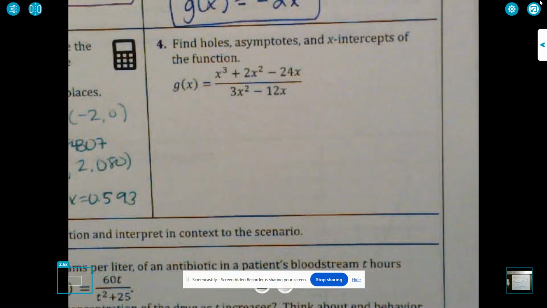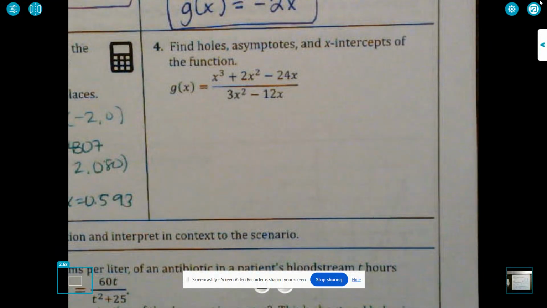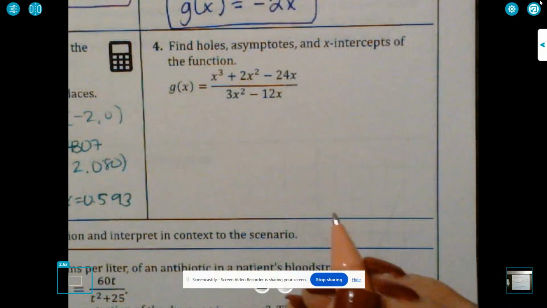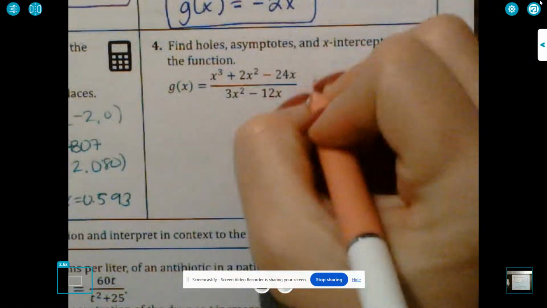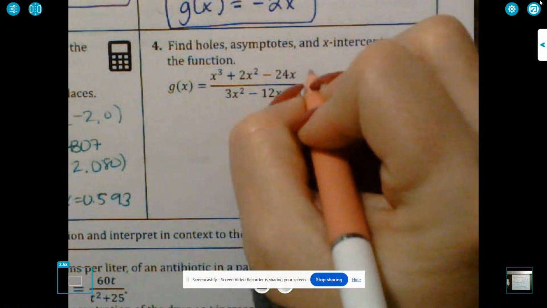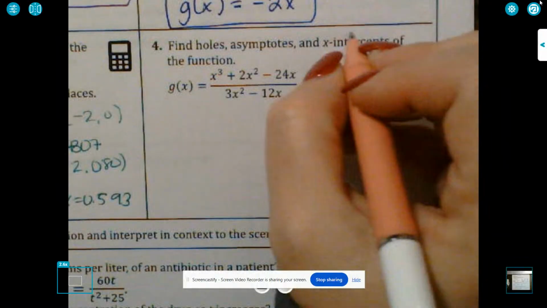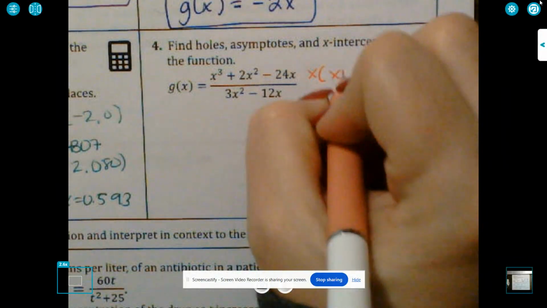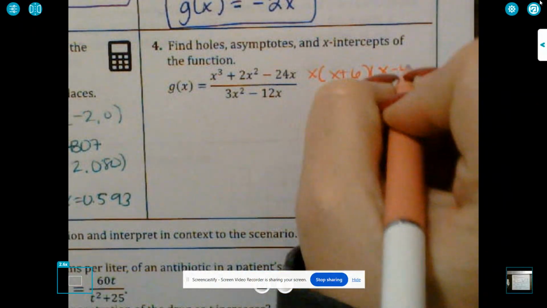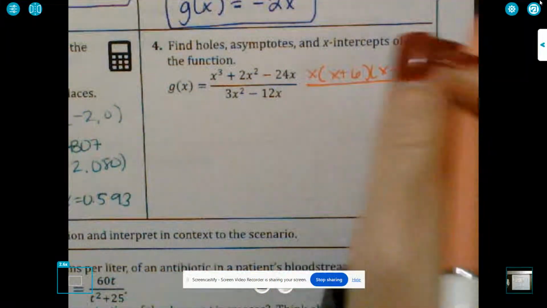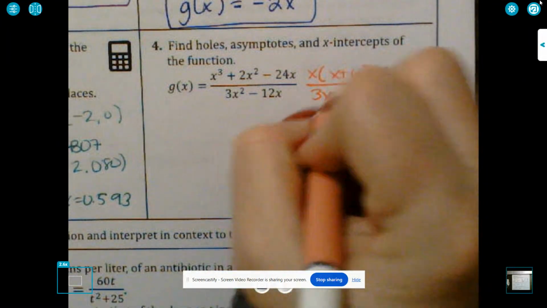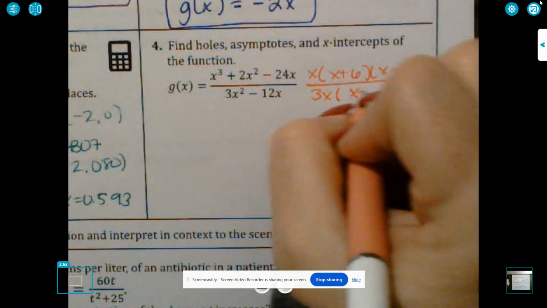All right, so moving over to number 4. It's asking about any holes, asymptotes, x-intercepts of the function. Obviously we know we've got to factor first. I'm going to fully factor here, pulling out my x, and then I would factor using my x box with x plus 6 and x minus 4. Factor out my 3x, and that's going to give me x minus 4.